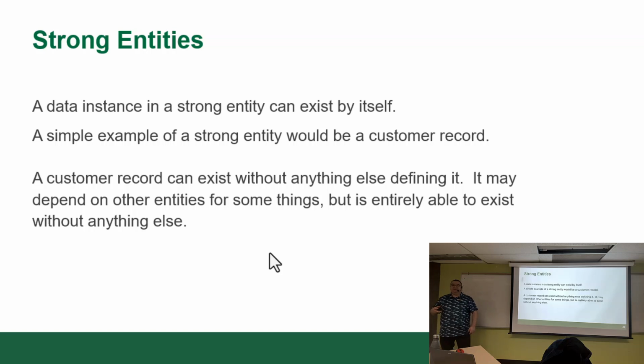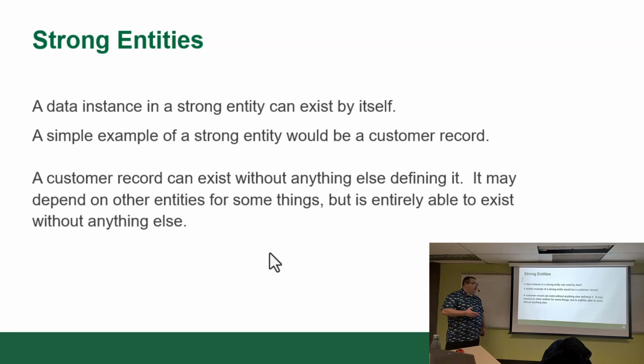So when we talk about entities, we have two kinds. A strong entity. A strong entity is an instance that can live by itself. It exists on its own. For example, a student does not need anything else to define it. It is a thing unto itself. An employee is a thing unto itself. It is a strong entity. A simple example is a customer record, because a customer record can exist without anything else defining it. It might depend on other entities for things, but is entirely able to exist on its own.